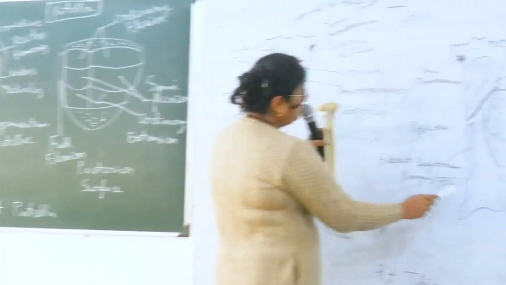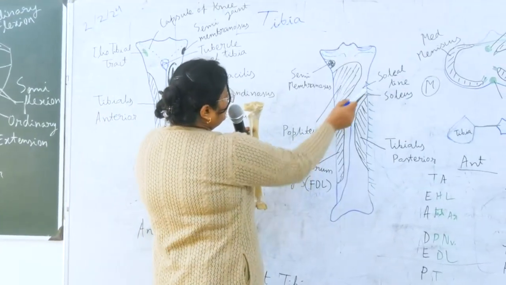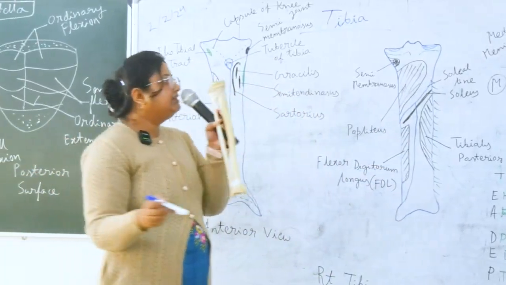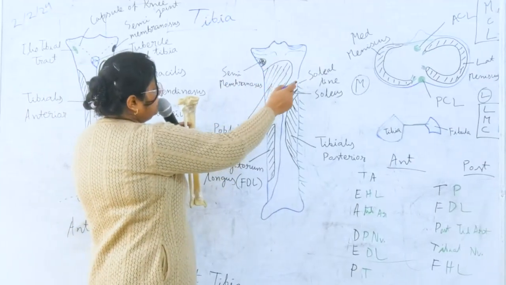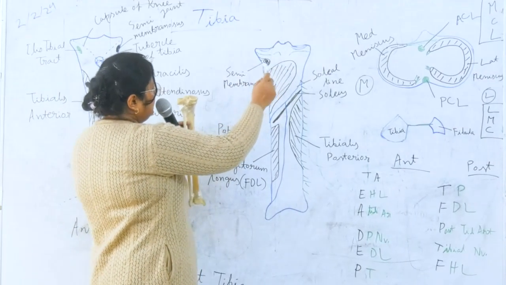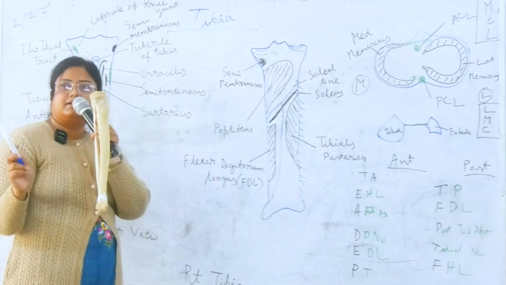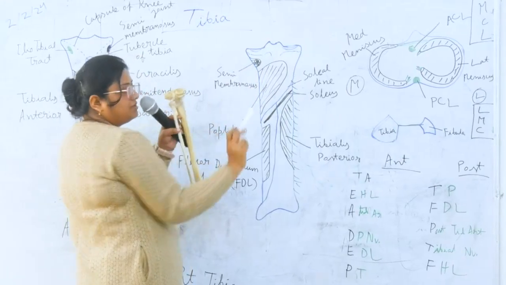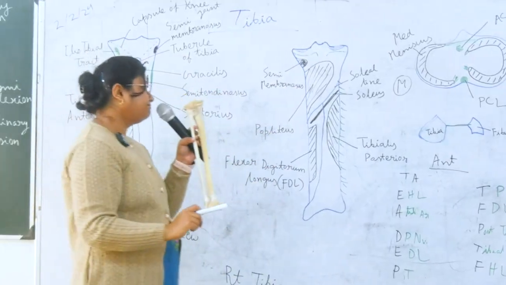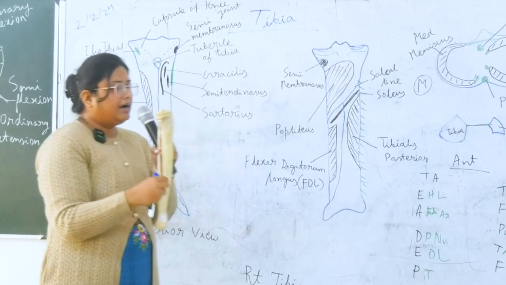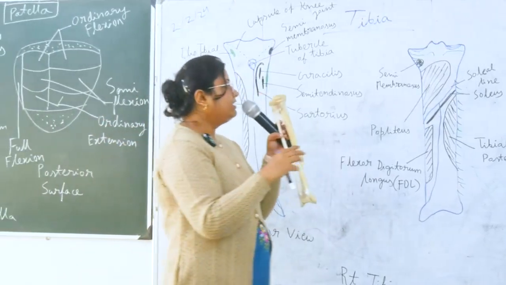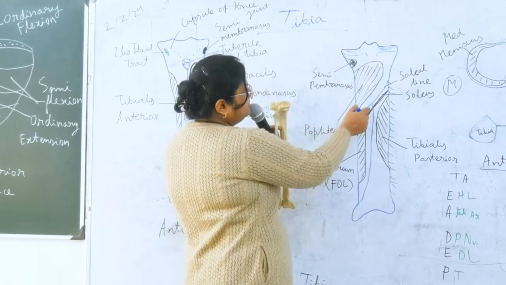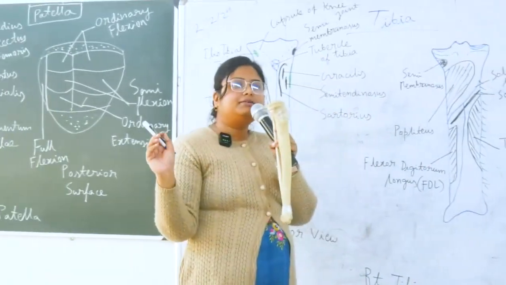See here, this is the posterior view. This is the soleal line. Just below the soleal line is the attachment of the soleus muscle, and the triangular area just above the soleal line is the insertion of the popliteus muscle. In the upper part is the insertion of semimembranosus. The whole upper triangular area is insertion of popliteus. Then just below it, there will be attachment of fascia covering the popliteus.